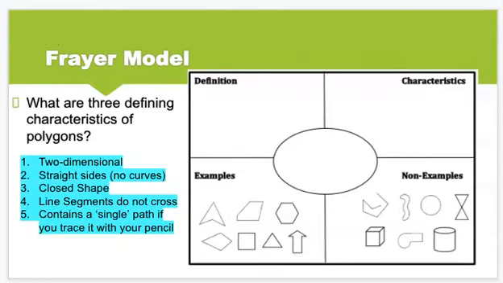What are some characteristics of a polygon? Well, we talked about them. 2-dimensional, straight sides, in other words, no curves. Closed shape, line segments do not cross. So it contains a single path if you trace it with your pencil. You could start and end at the same place, but you should never cross over the figure again.